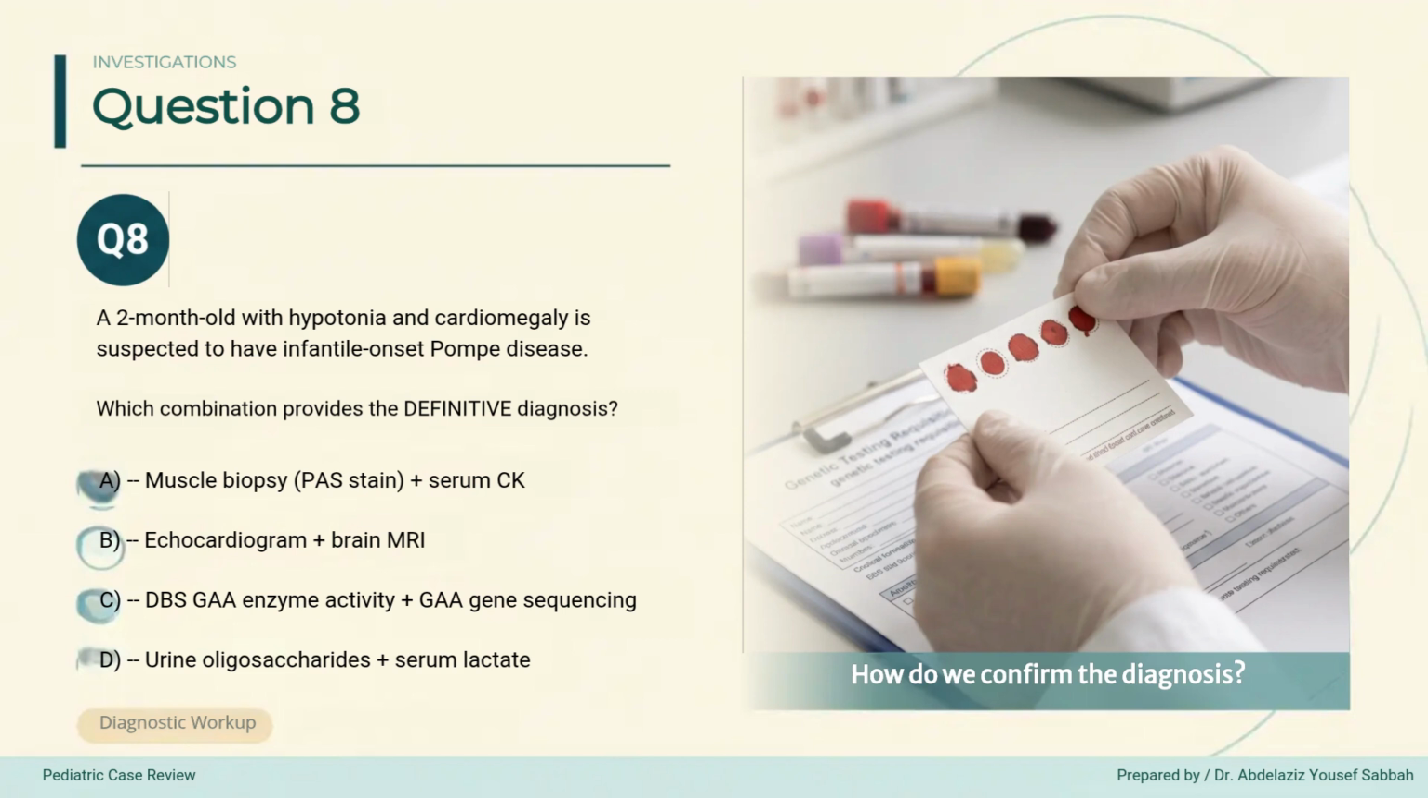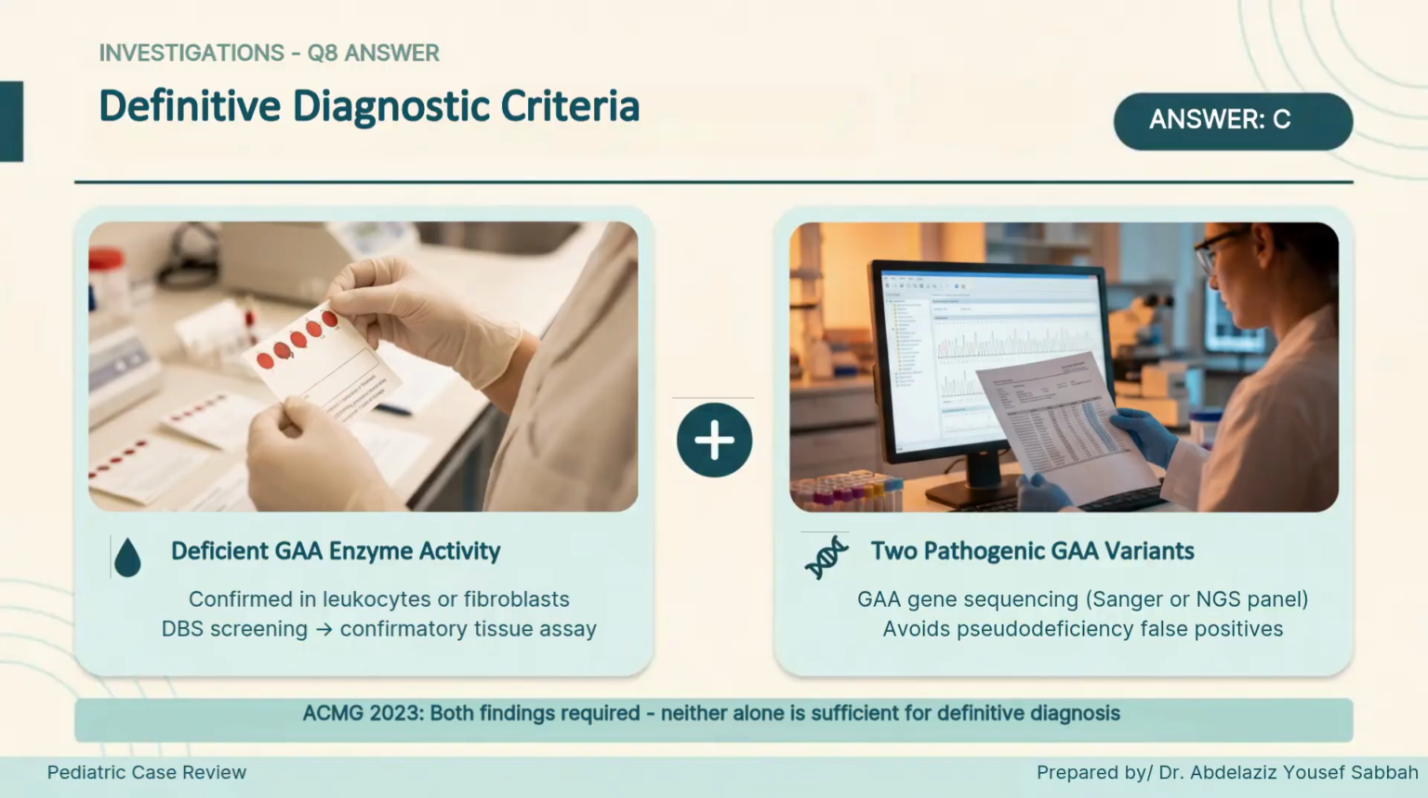Option A, muscle biopsy with periodic acid Schiff stain plus serum creatinine kinase. Option B, echocardiogram plus brain magnetic resonance imaging. Option C, dried blood spot acid alpha-glucosidase enzyme activity plus acid alpha-glucosidase gene sequencing. Option D, urine oligosaccharides plus serum lactate. The correct answer is option C.